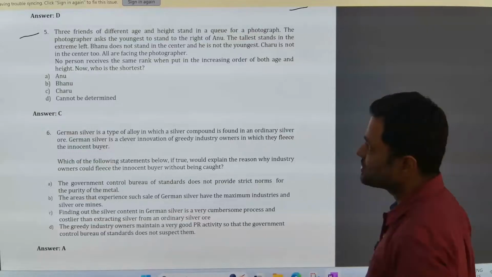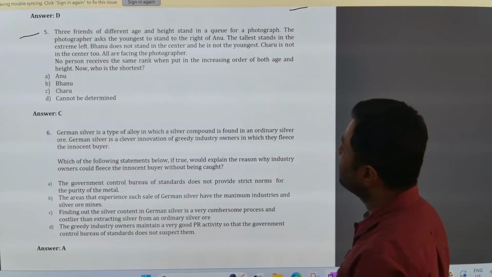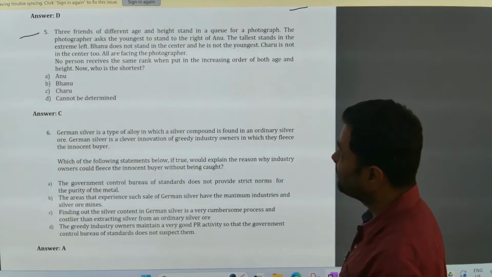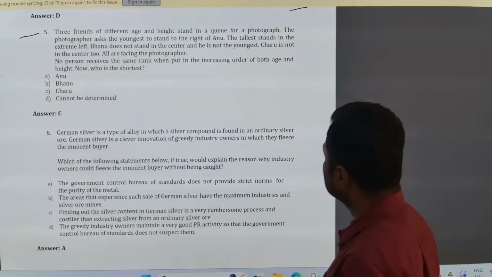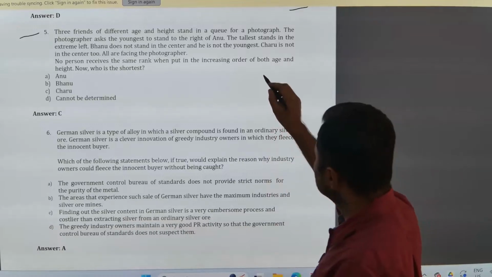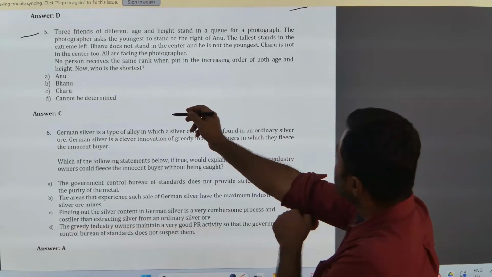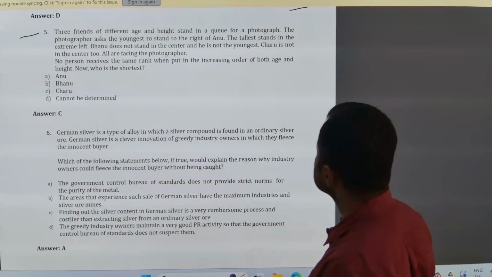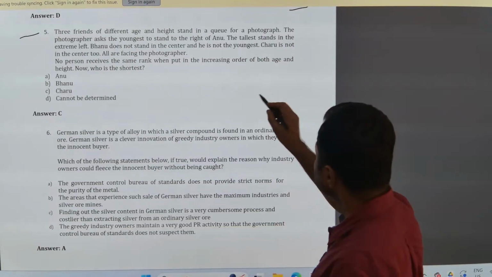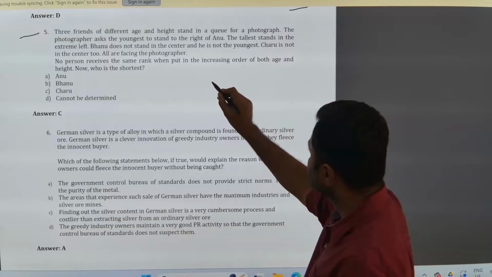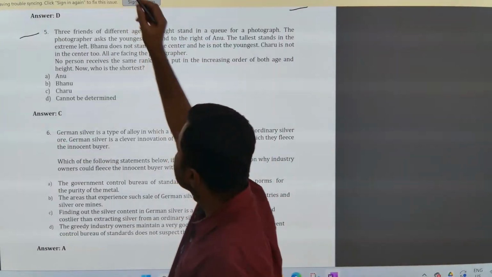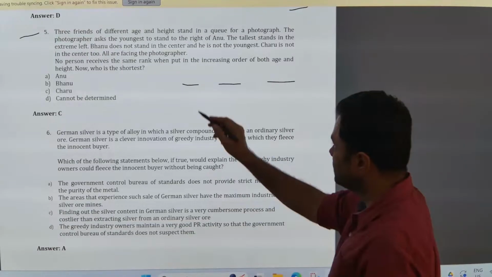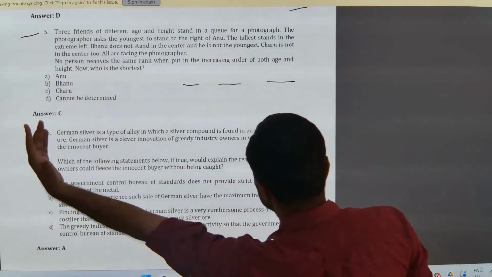So let us come to the next question. Three friends of different age and height stand in a queue for a photograph. The photographer asks the youngest to stand to the right of Anu. So we don't know where Anu is, so we will start from somewhere else. The tallest stands in the extreme left. So let us say these are the three positions, right? This is the extreme left position. If I'm standing like this, this is the extreme left.